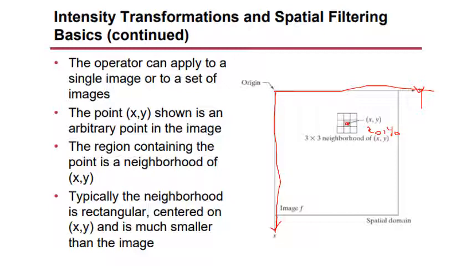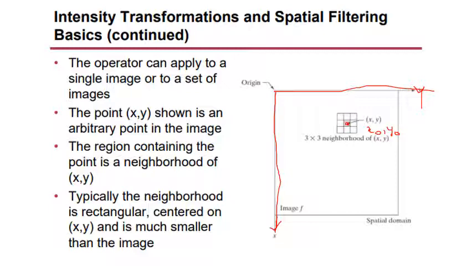In this particular example, we have taken the pixel x naught comma y naught, applied the 3 cross 3 neighborhood, found some operation on that 3 cross 3 neighborhood and got g of x naught comma y naught. One such operation is computing the average intensity of the pixels in the neighborhood. So g of x naught comma y naught could be the average of the pixels in the 3 cross 3 neighborhood of x naught comma y naught. This could be one such T operation.